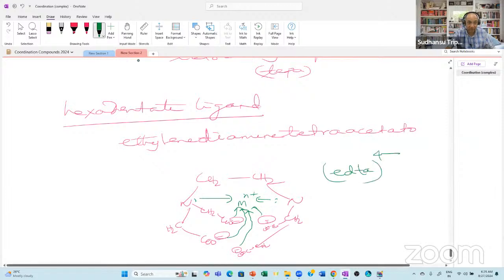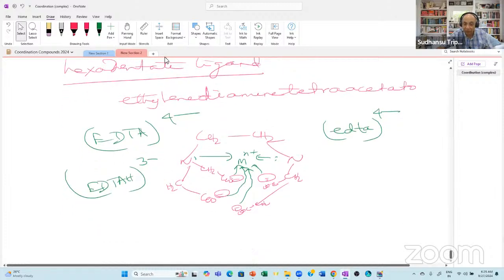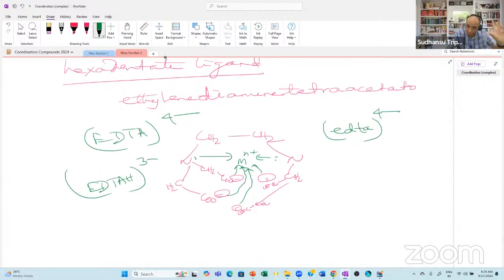Remember, it has to be 4 minus; it is EDTA 4 minus. But if one of them is neutral, it can be EDTA H3 minus. One of them is in the COOH form, so it will not coordinate, it will remain as such. Only 5 donor atoms will be active, the other atom will be inactive. So such ligands are called flexidentate ligands.